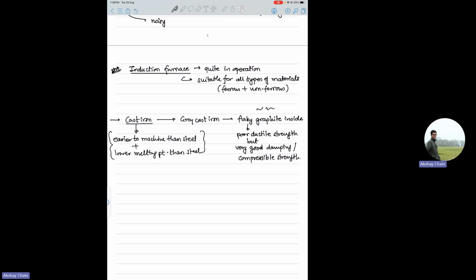Okay. Then there is something called white cast iron, and see the name, they give these names based on how the surface appears when you cut this cast iron freshly. So if it appears in a gray color, it is gray. If it appears whitish, it is white. So then there is white cast iron.